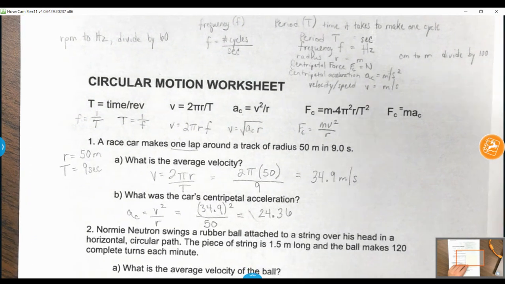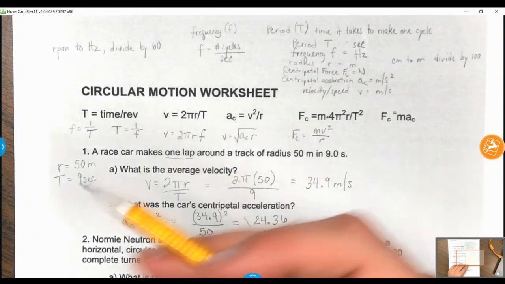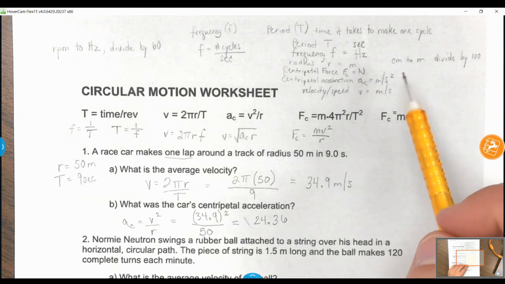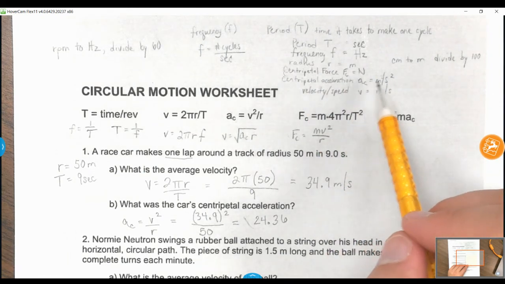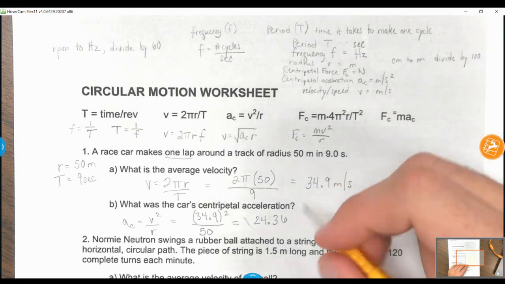Now, I forgot, what is my unit here for centripetal acceleration? Well, on the top, I wrote down a bunch of pieces of information. So centripetal acceleration has a unit of meters per second squared.